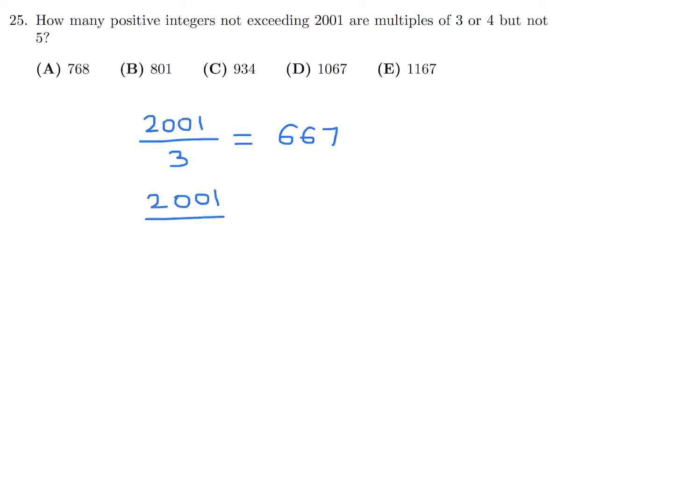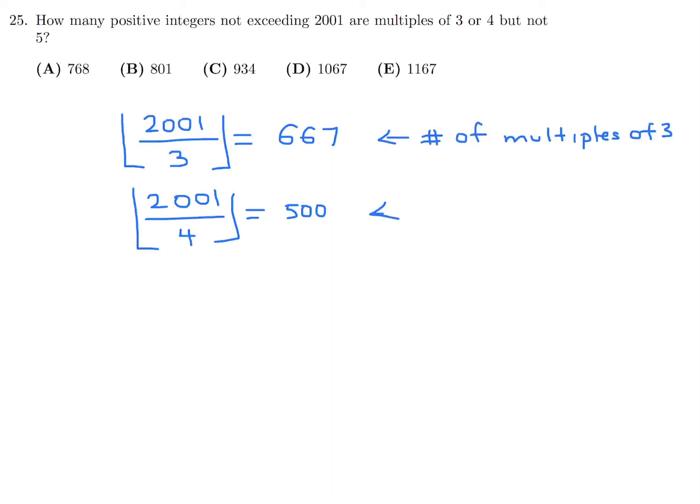And then now 2001 divided by 4 is a little more than 500, but we are looking for the number of multiples, so we're obviously going to be looking for just the integer values. So this represents the number of multiples of 3, and this represents the number of multiples of 4 between 1 and 2001. So this looks like a total of 667 plus 500. But there's a problem that we have counted a few of these twice. Which ones? Multiples of 3 times 4, which is 12. Multiples of 12 have been counted twice.